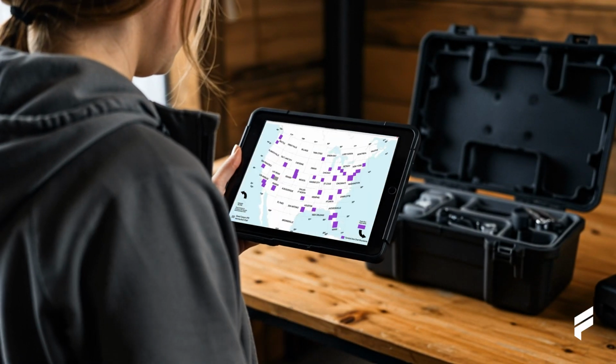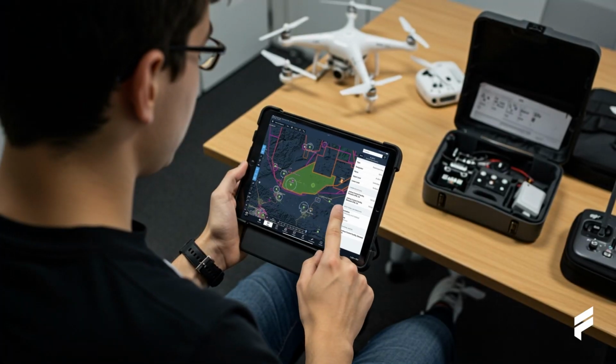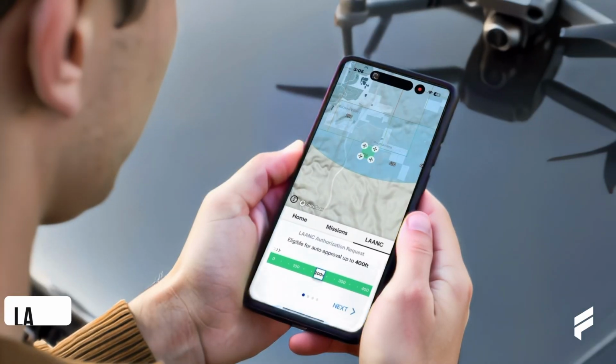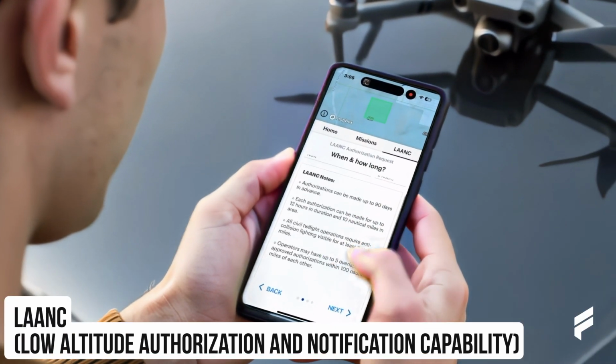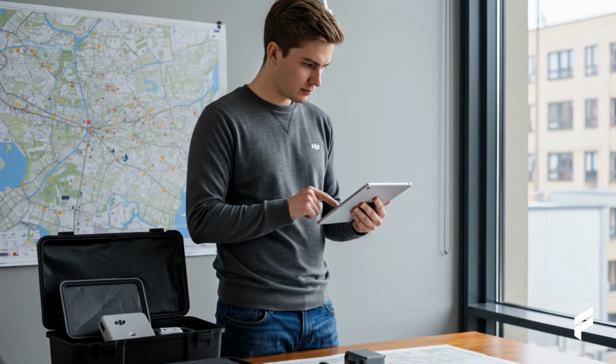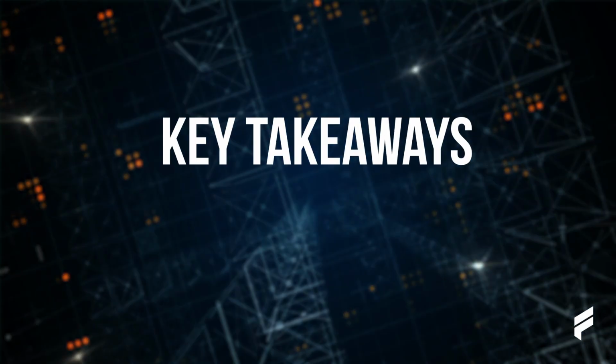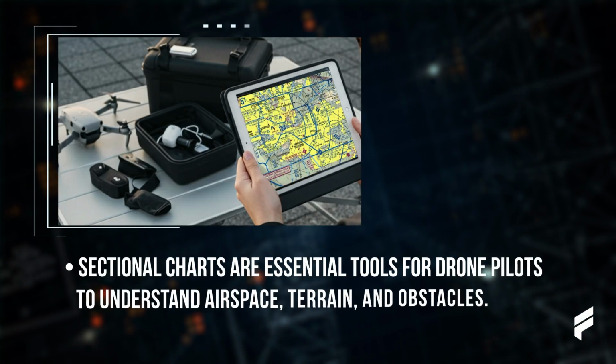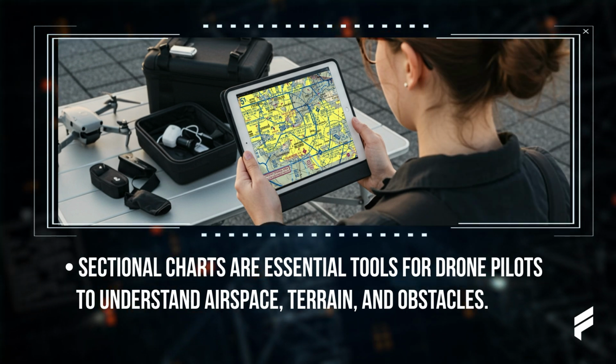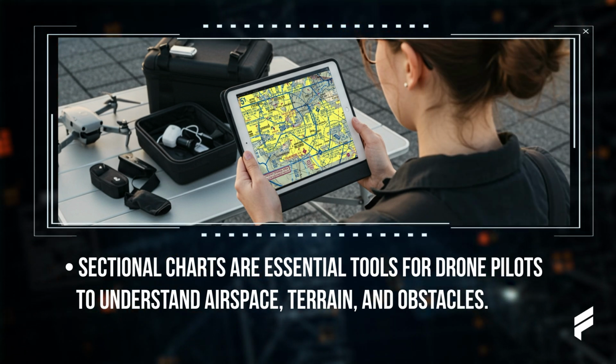The FAA's website, apps like SkyVector, ForeFlight, and VFR Map, and tools like LAANC, low altitude authorization and notification capability, provide digital sectional charts that help pilots plan flights safely. Here are some key takeaways from Lesson 1. Sectional charts are essential tools for drone pilots to understand airspace, terrain, and obstacles.